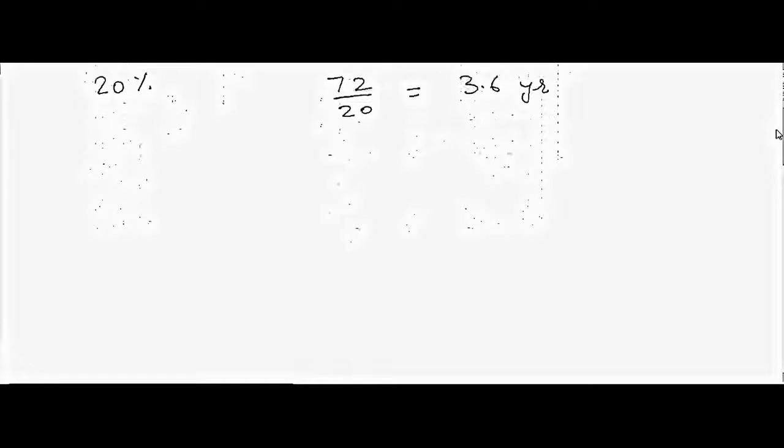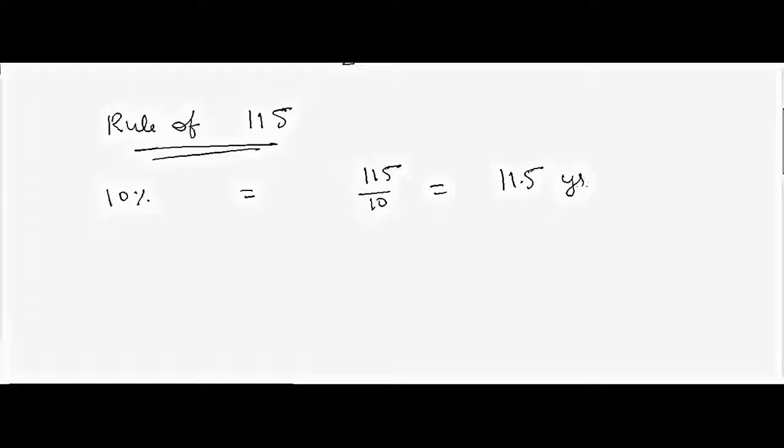The second metric is the rule of 115. This rule is the same as the rule of 72, but here we are talking about tripling your money. If you want to invest and you have a 10% rate of interest, then 115 divided by 10 is equal to 11.5 years it will take to make your money three times. So if you invest $100, it will become $300 in 11.5 years if the rate of interest is 10%.